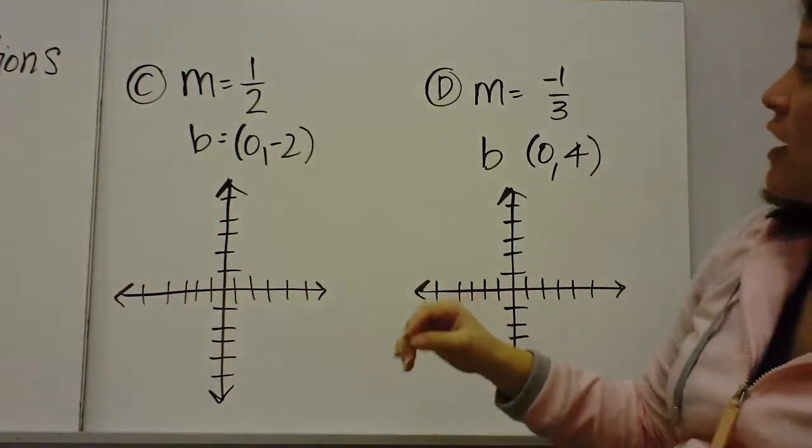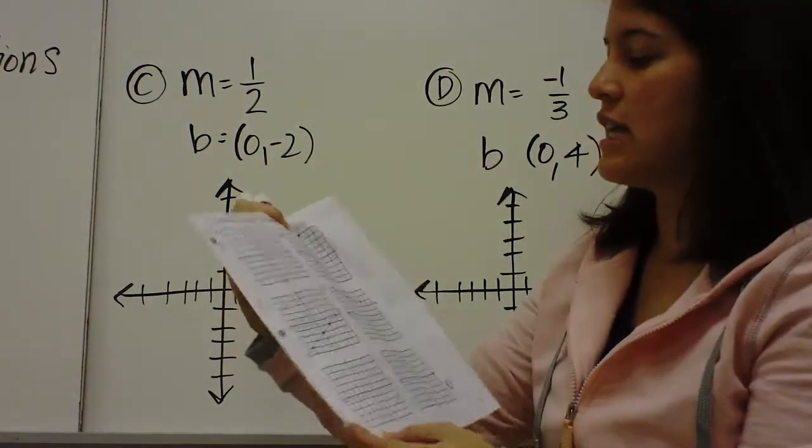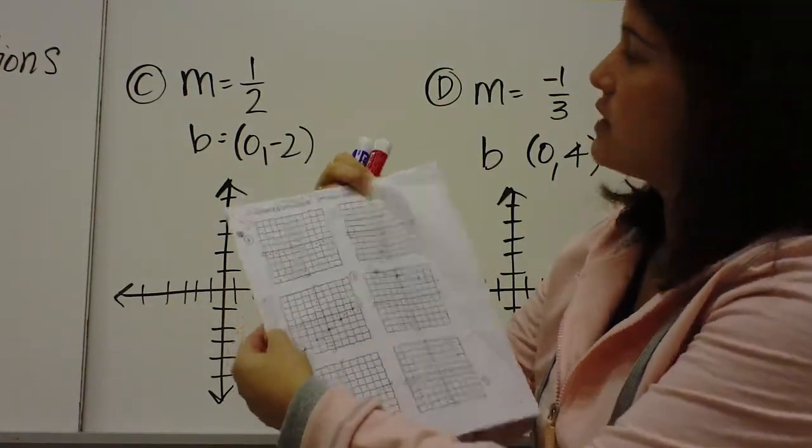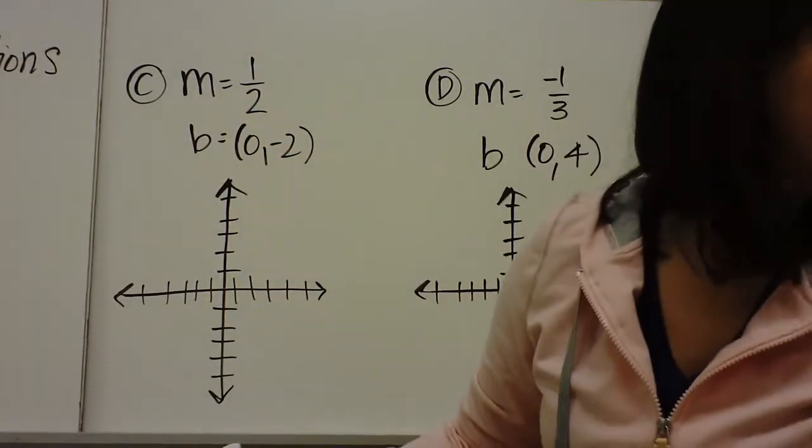Okay, so C, on your paper, wherever C is, A, B, C, write out on the side m and b, and then we're going to graph m and b.